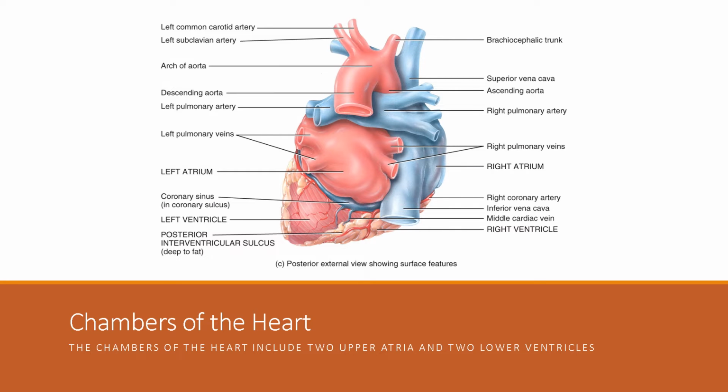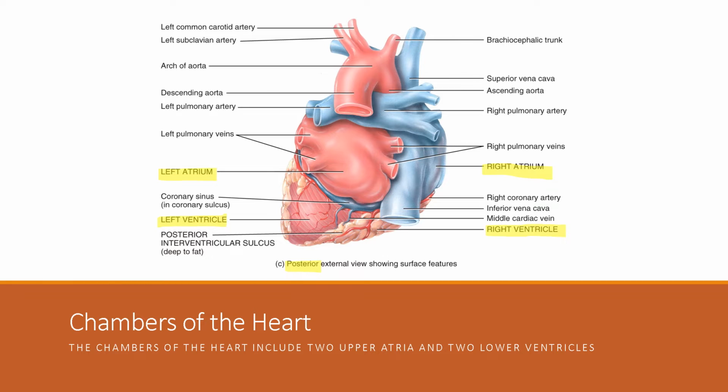So on this picture here, this is the posterior view of the heart. We can see the left atrium there, the right atrium there, and also the left and right ventricle. Now, those auricles that are above the atriums, each of those auricles slightly increases the capacity of an atrium so that it can hold a greater volume of blood.